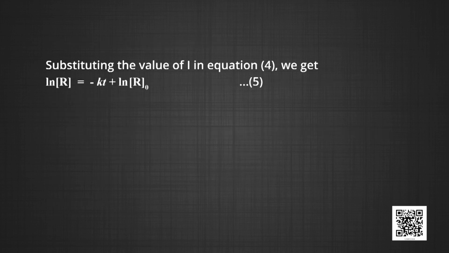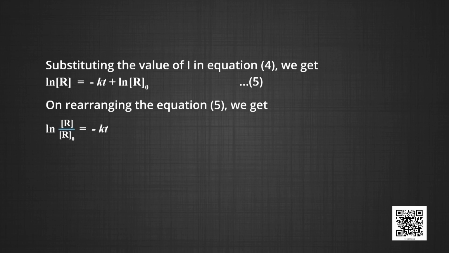Now, substituting the value of I in equation 4, we get ln [R] equals minus kt plus ln [R]0. Now, on rearranging the equation, we get ln [R]/[R]0 equals minus kt, or k equals 1 by t natural logarithm, that is ln [R]0/[R]. Now, this is our equation 6.